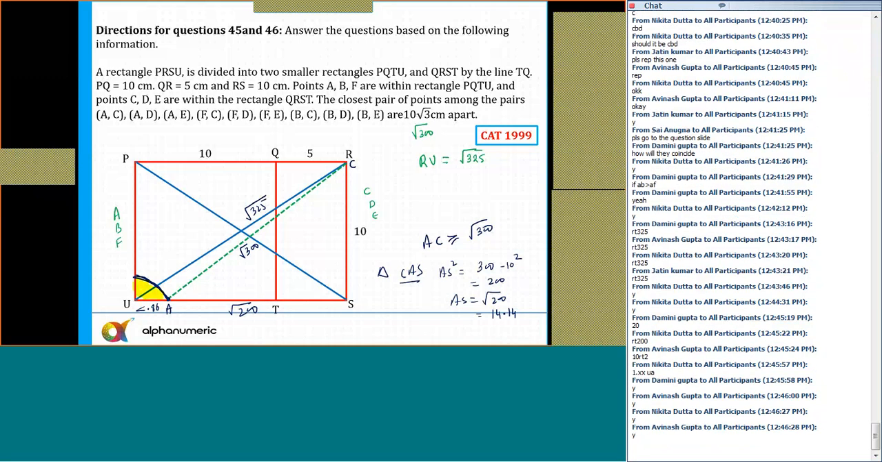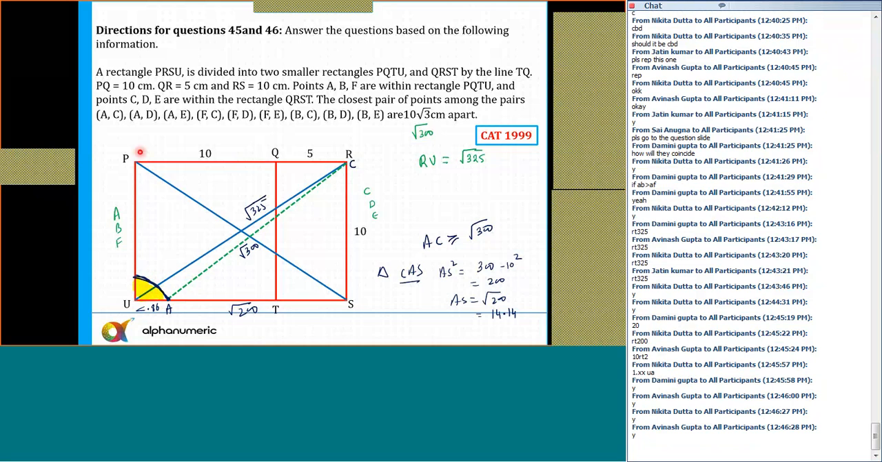Because we know that if I'm taking the point C here, the distance from A to C, or B to C, or F to C, has to be minimum more than root 300. So if I draw this green line, which is exactly root 300, and I'm just taking the corner, all these 3 points should be within this.